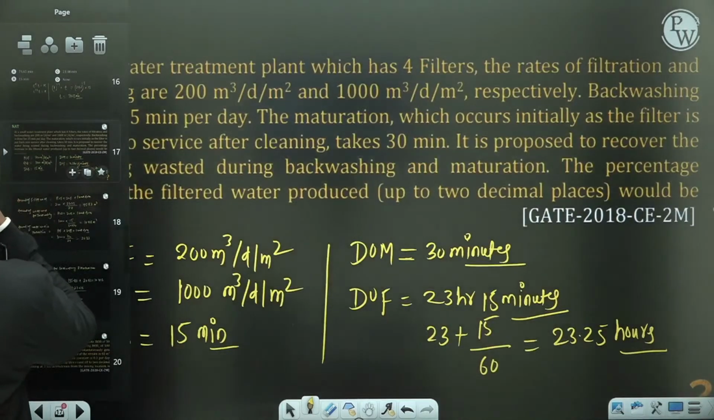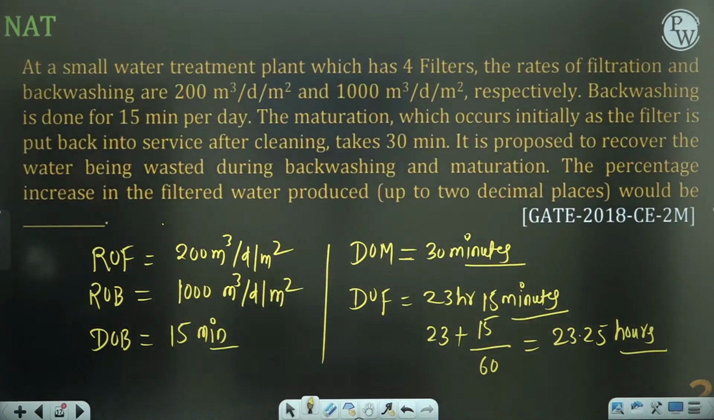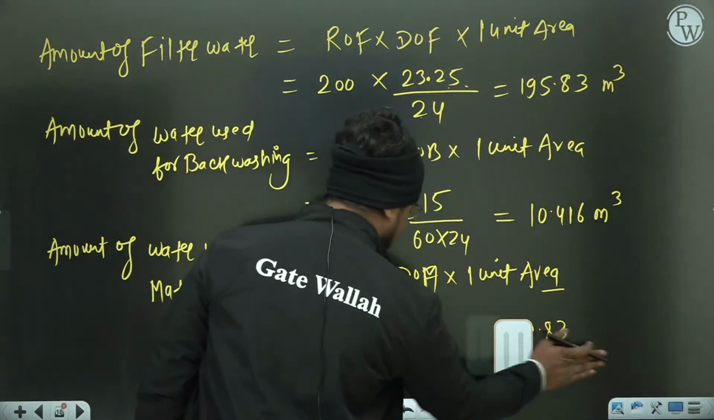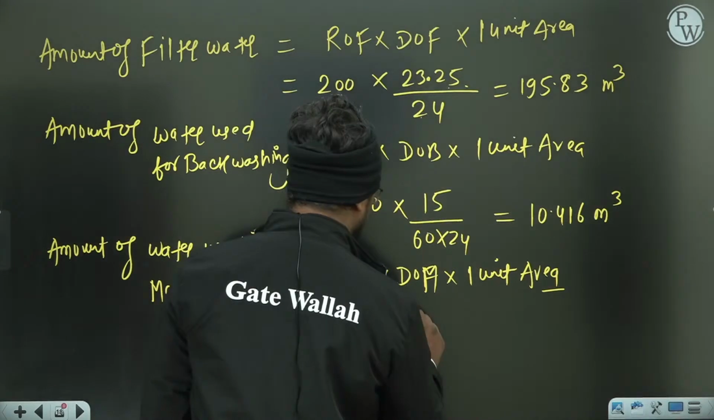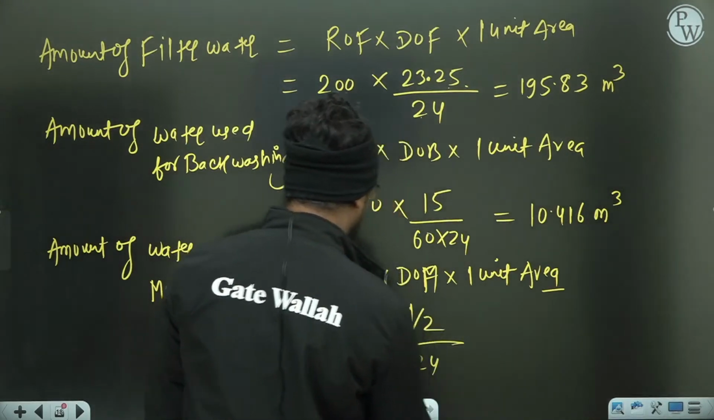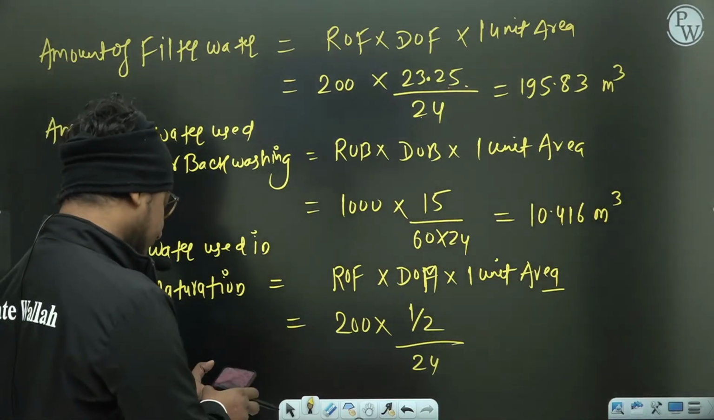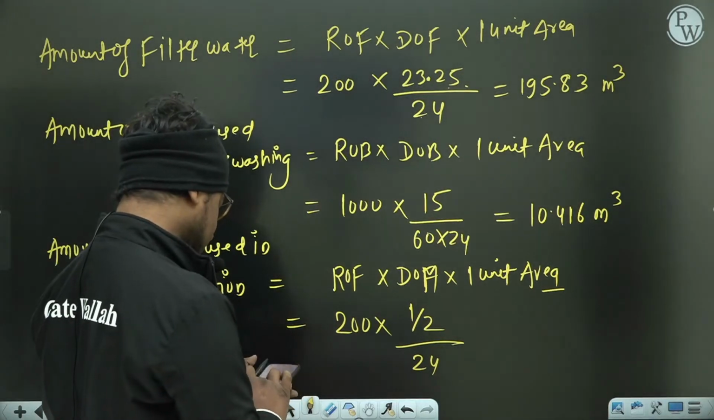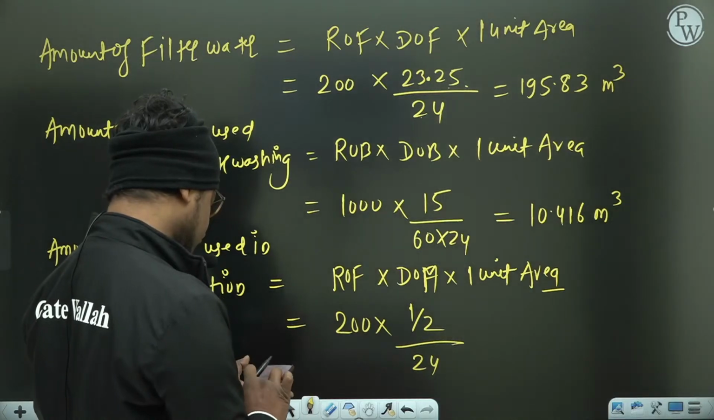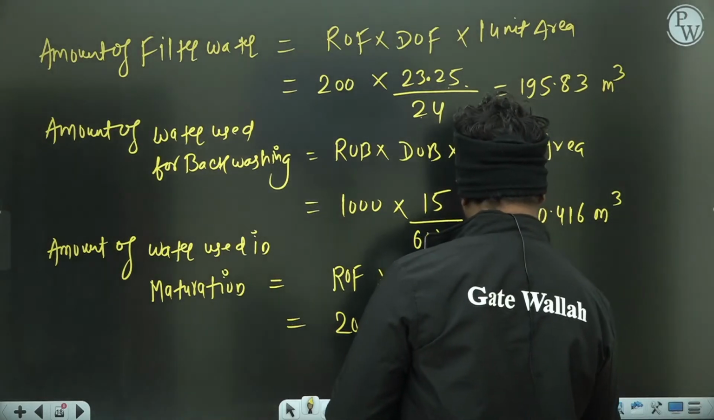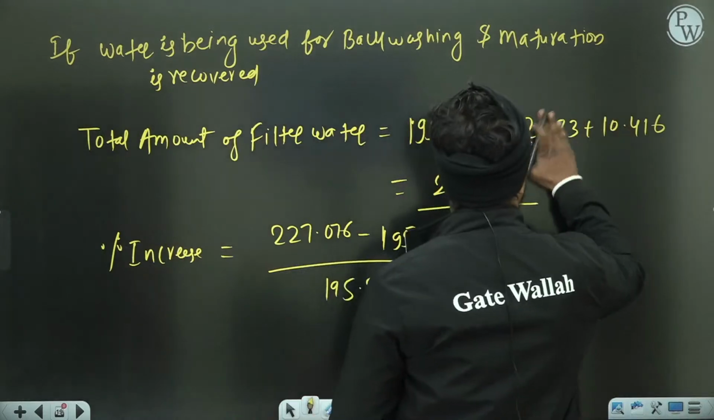Let me read this question again. Proposed for the water being wasted during backwashing and maturation. Okay. We have made a small mistake here. It will be 200, not 1000. 200, that is the rate of filtration. Need to calculate it again. So 100 divided by 24, 4.16.